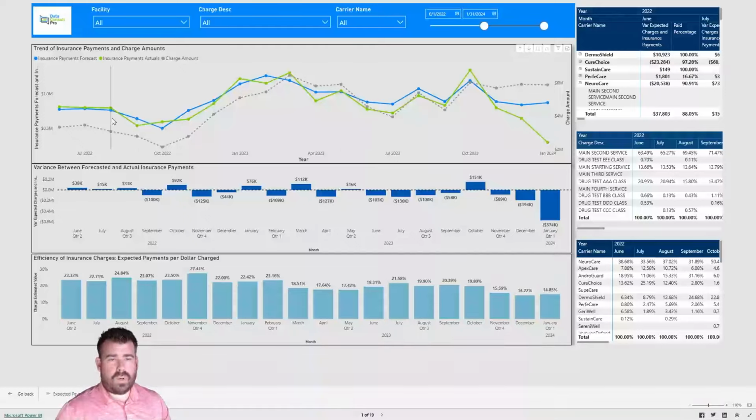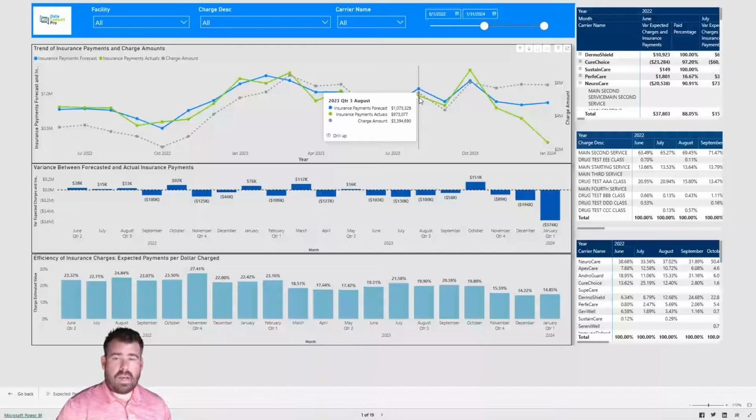And what that allows us to do, right, is to think about historically, where did we expect to collect additional funds relative to what was actually brought in? So we can look at August, for example. There's about $5.4 million in charges in this sample dashboard or data set here. We expected to bring in about $1,073,000. So far, we have actually collected $973,000, and so leaving a shortfall of about $100,000.